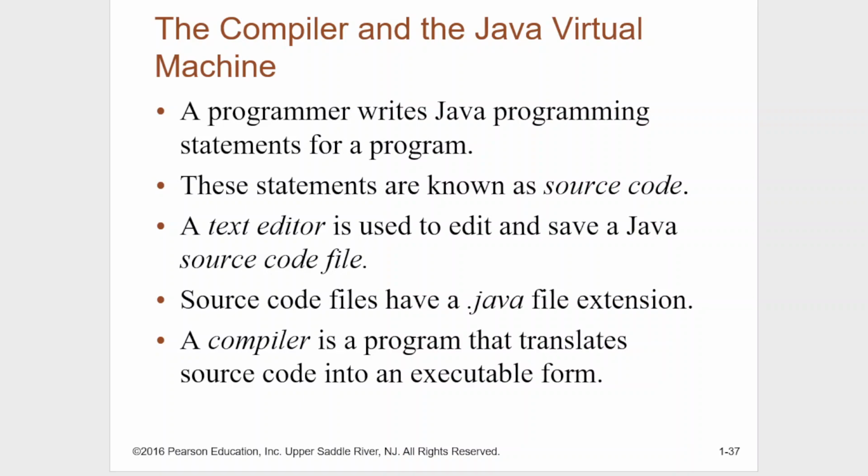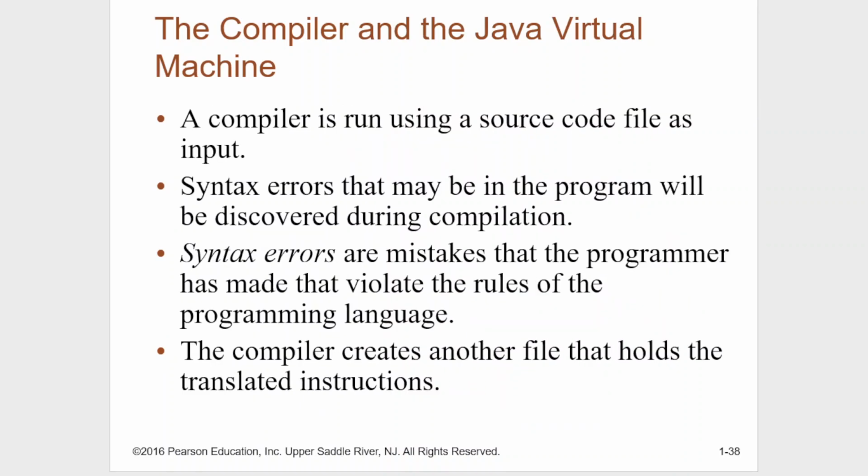A compiler is a program that translates the source code into executable code, so something the computer can make sense of. A compiler is run using source code files as input. The syntax errors that may be in the program will be discovered during compilation. Syntax errors are mistakes we make as programmers, like if you miss one of your brackets and you break the rules.